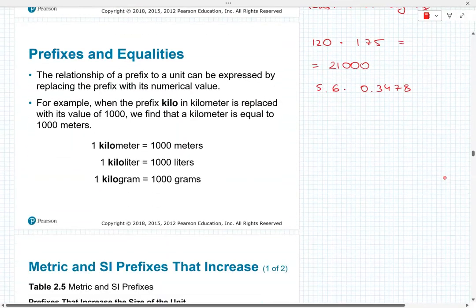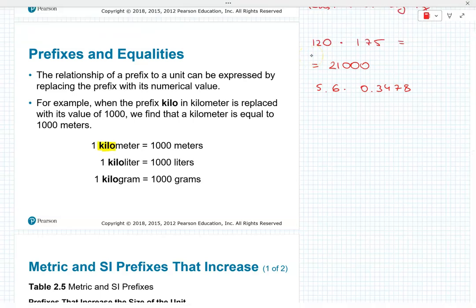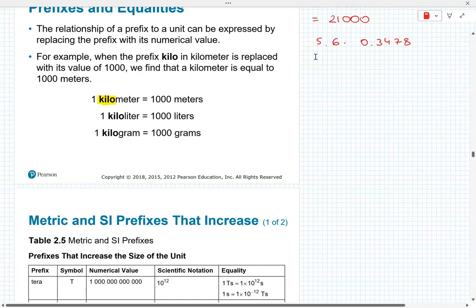Prefixes. When we go from one unit of length to another, for instance from meter to kilometer to millimeter, you notice that there are prefixes that have certain values. For instance, the prefix kilo means 1,000. So 1 kilometer is 1,000 meters. 1 kilogram is 1,000 grams, and nobody uses kiloliters.